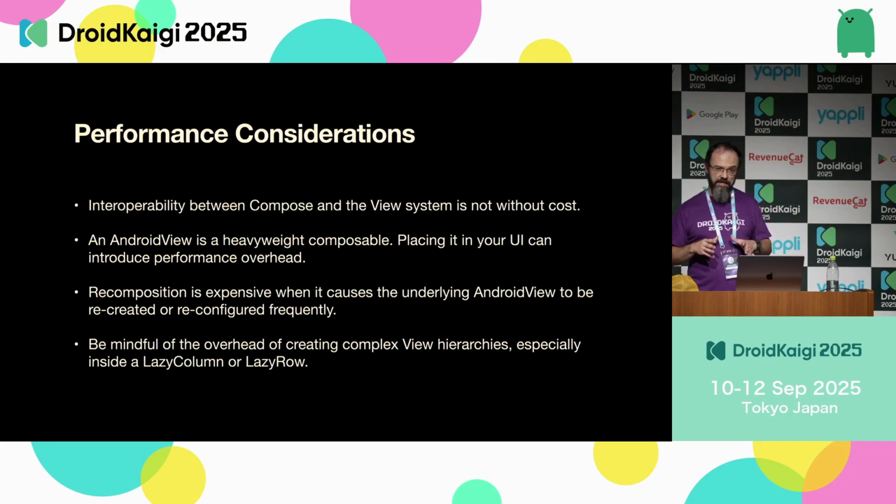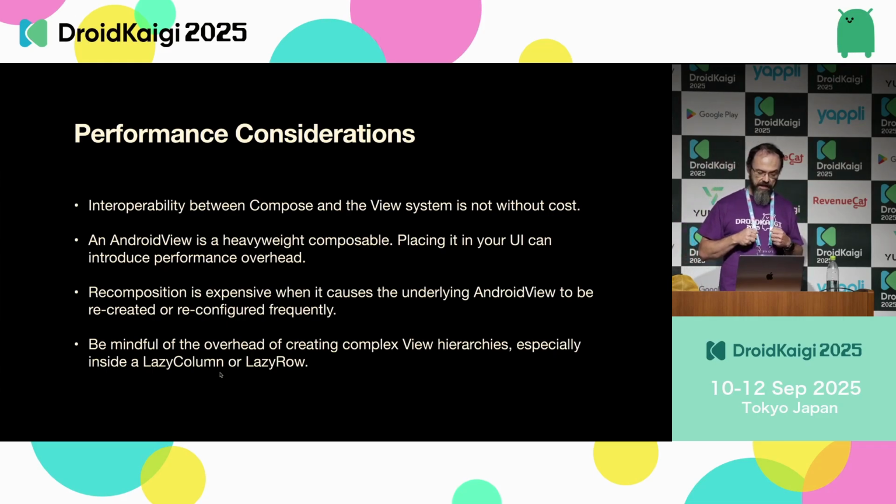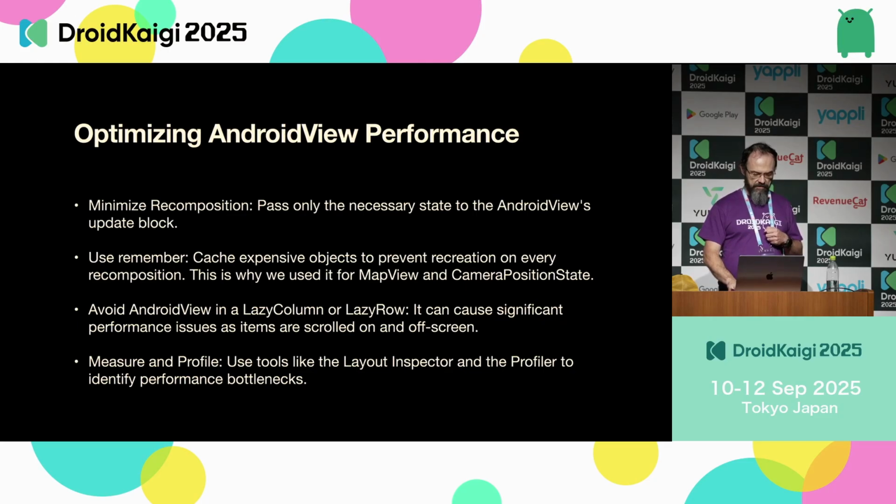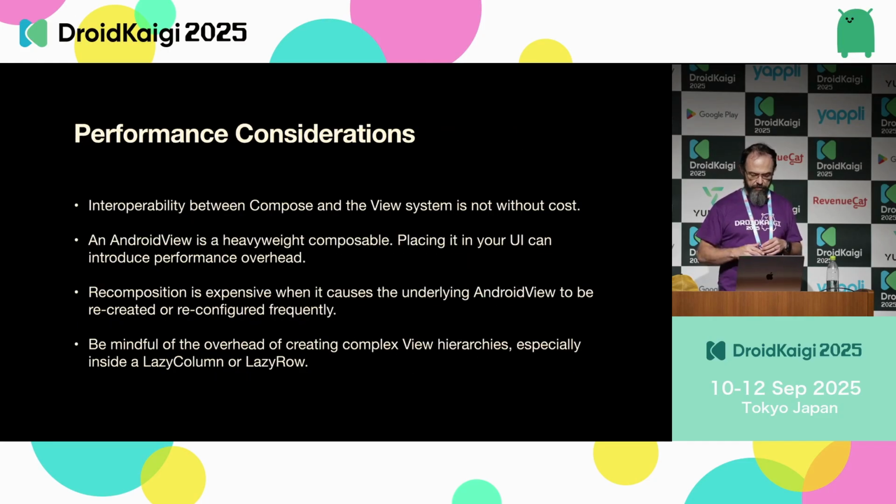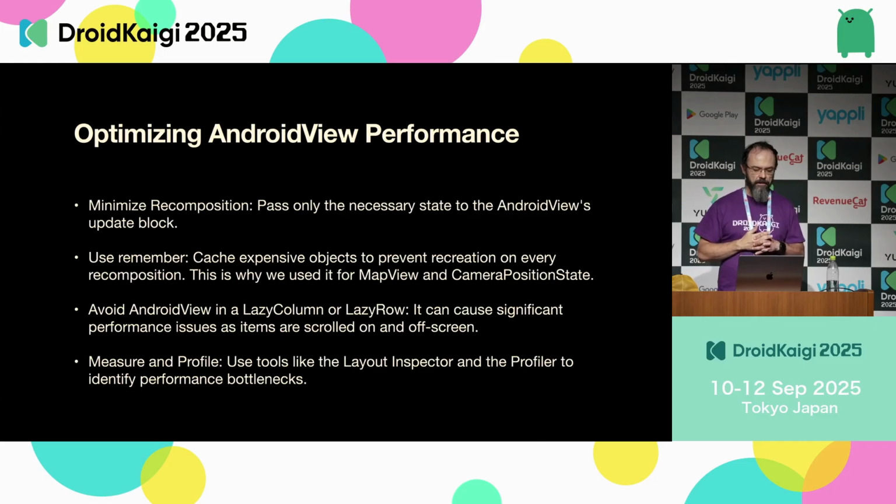This is generally good advice for Compose developers. Be mindful of recomposition. And be also mindful of the overhead of creating complex view hierarchies, especially inside a lazy column or a lazy row. We actually have, on the Android Maps Compose repository, a sample using the lazy column and lazy rows, for us to observe how the performance works there. And optimize for AndroidView performance.